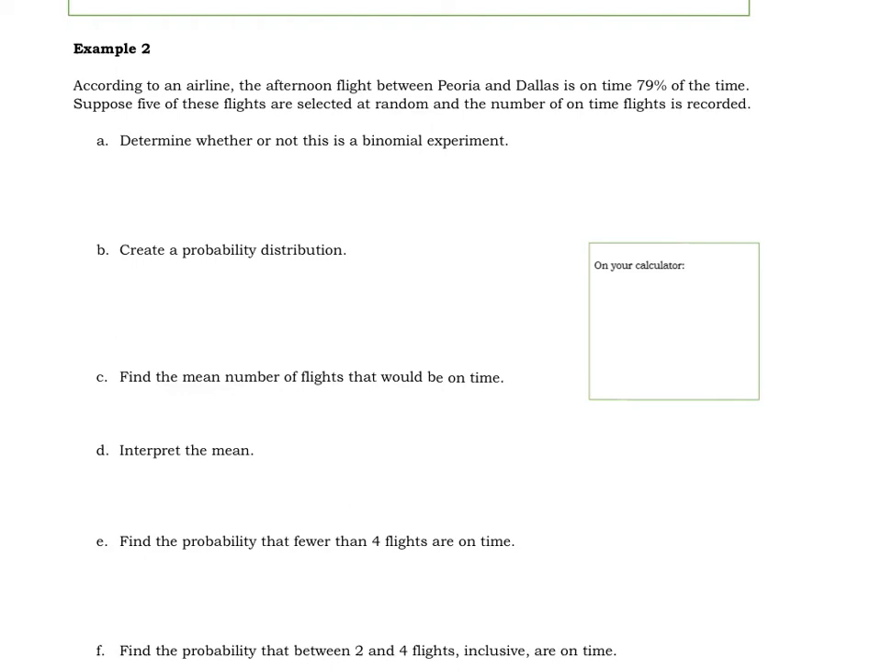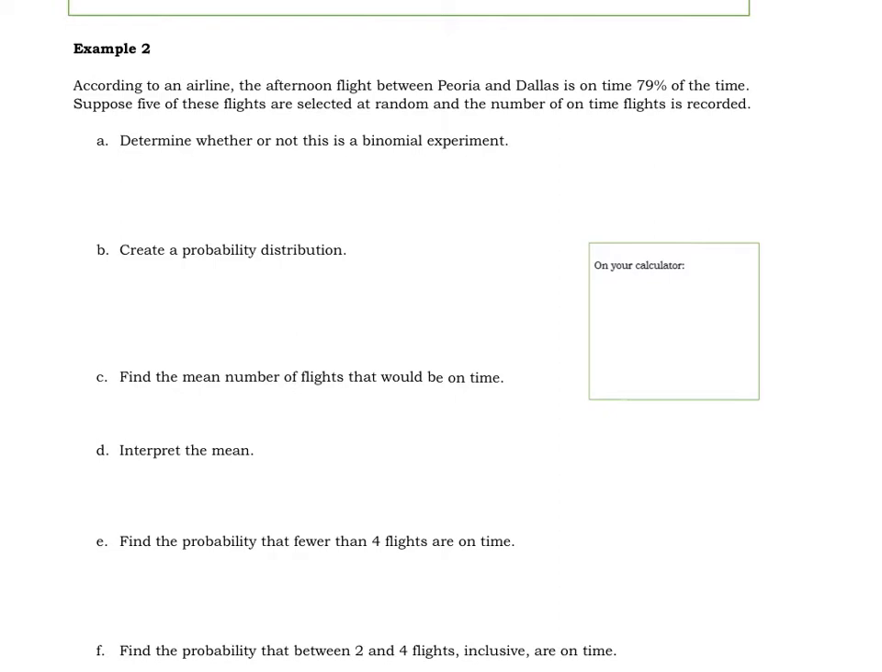All right, so now that we know how to identify some things that are binomial, let's take a look at what we can do once we figure out whether or not something is binomial. So according to an airline, the afternoon flight from Peoria to Dallas is on time 79% of the time. Suppose 5 of these afternoon flights are chosen at random and the number of on-time flights is recorded.